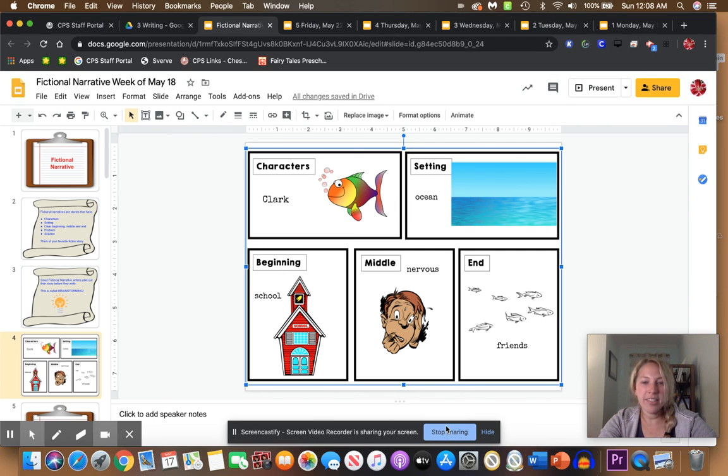Off you go, writers. I'm looking forward to seeing pictures of your planners for your new fictional narrative this week. Keep in mind that you just have to draw quick pictures of things in your planner. You don't have to go ahead and write out the entire story in your planner. You're going to write your story throughout this week.